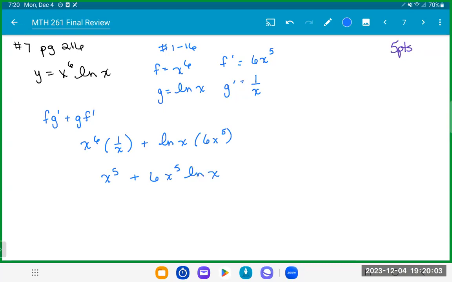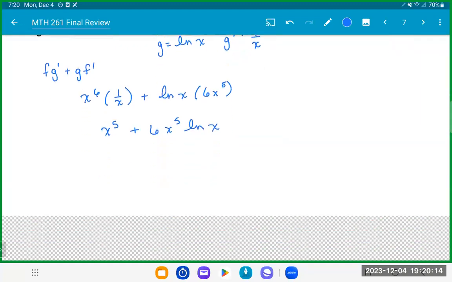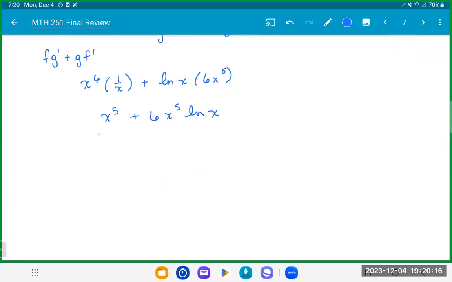The order doesn't matter 100%, but it is more common to put the constants, then the variables, and then any ln of anything. But the last thing we can see here is there's an x to the 5 in both of these terms. So we could factor that, and we'll have x to the 5 times 1 plus 6 ln of x.